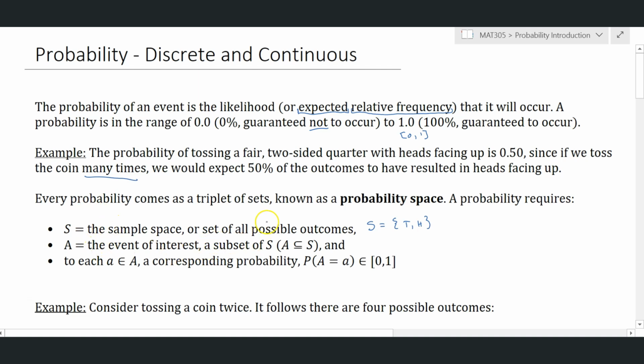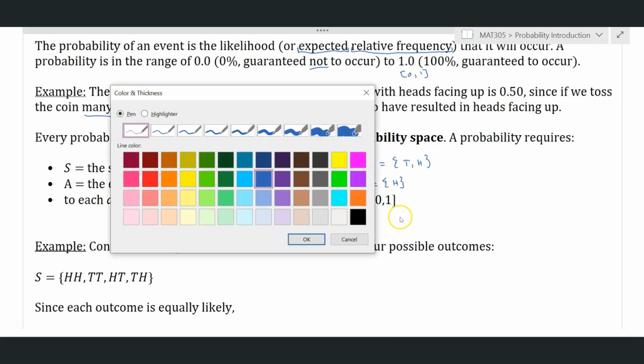A is the event of interest. So it's going to be some subset of the sample space. So for example, A could be the event that maybe we're going to win if we toss the coin and it comes up heads. And then to each event in the set of all possible events, a corresponding probability is assigned. And that's going to be, again, a value between 0 and 1. So think about this as a function. To each possible event, you are assigning a numerical value, whether or not that event itself is a numerical value.